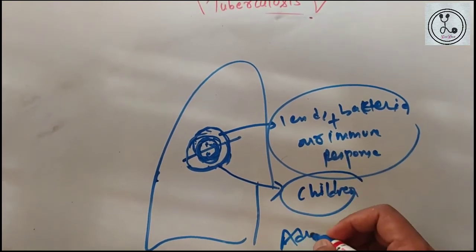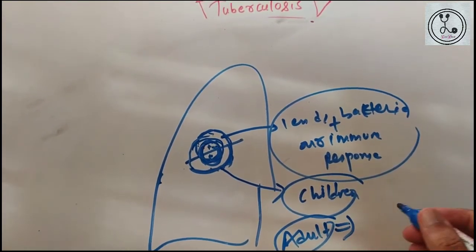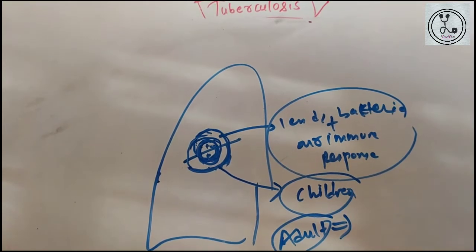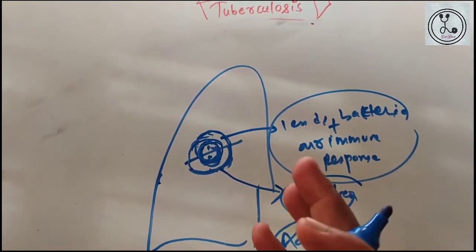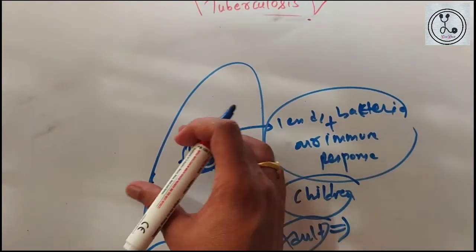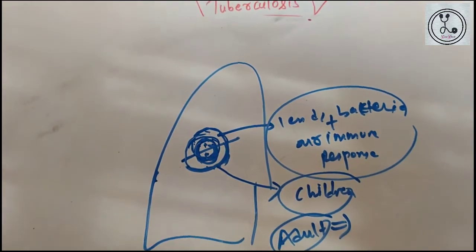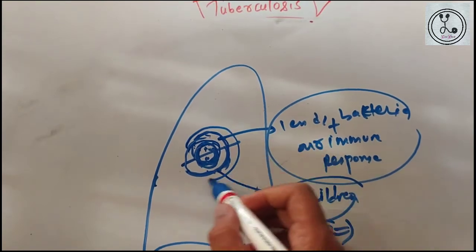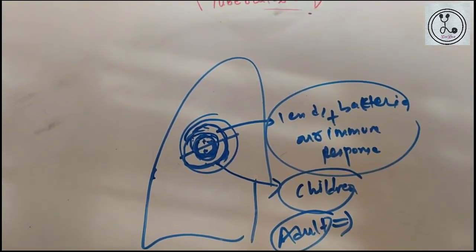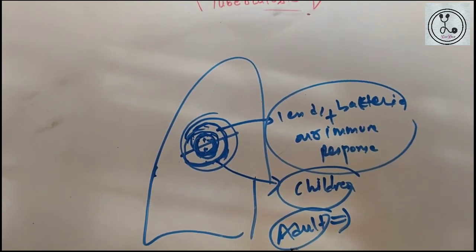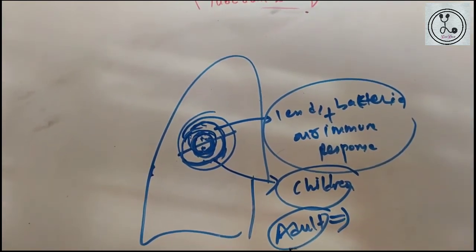But in adults, the immune response is somehow better than in children, so there will be more extensive damage to the lung tissue. That is why the cavity will progress and connect to the nearby airway, and there will be manifestation of hemoptysis or the presence of bacteria in the sputum.